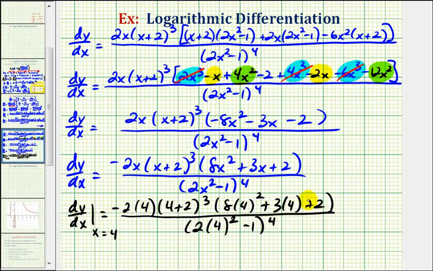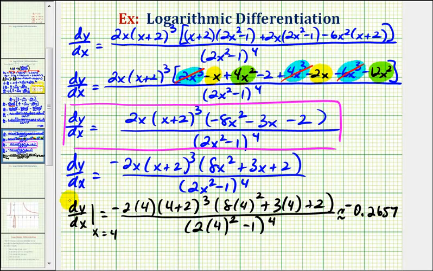I've already determined this value using a calculator. It comes out to approximately negative 0.2657, which means this would be the approximate slope of the tangent line of the graph of f of x at the point when x equals positive 4. So again, here's f prime of x, or dy dx, and here's f prime of 4.